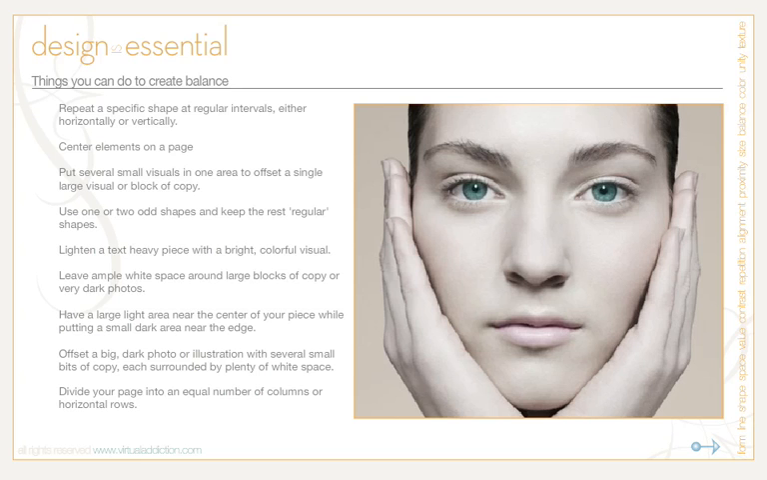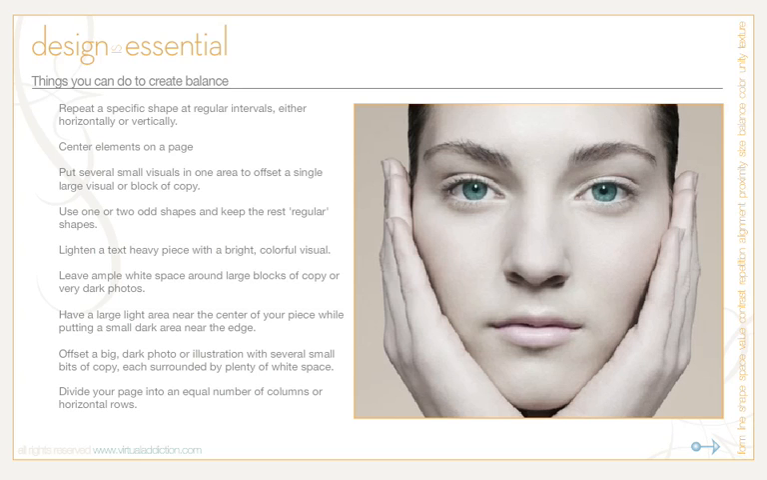You can repeat a specific shape at regular intervals, either horizontally or vertically. You could make all the photos the same size rectangles, and you could set them the same distance apart. You could center elements on the page. You could put several small visuals in one area to offset a single visual or block of copy. You could use one or two odd shapes and keep the rest regular shapes. For instance, you could put 2 photos in ovals and keep all the copy in square blocks.